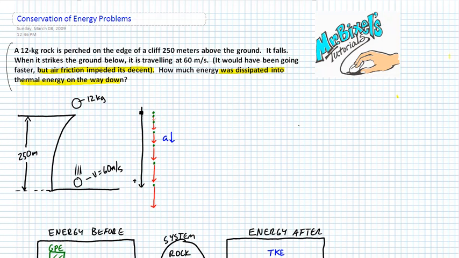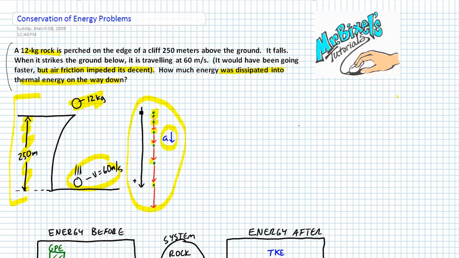So how can we solve this? Well, first thing we need to do is draw a nice picture. Characteristics of a good picture: shows the rock, has its mass, shows the height of the cliff, shows the rock at the bottom. This part here isn't necessary, but I've done it for a reason. I wanted to show you the rock getting faster as it goes down, and also to be able to talk about the acceleration.